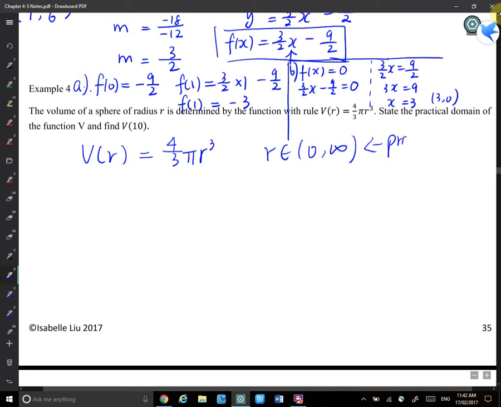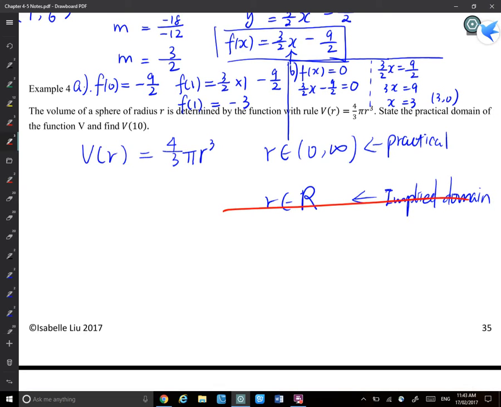So that's called the practical domain. But r belonging to R is the implied domain, which is wrong here, but I'll just tell you it's the implied domain for this function if it's not telling you r is the radius. If it's not telling you r is the radius, then the implied domain will be real numbers. But because r is the radius, the domain will be 0 to infinity.